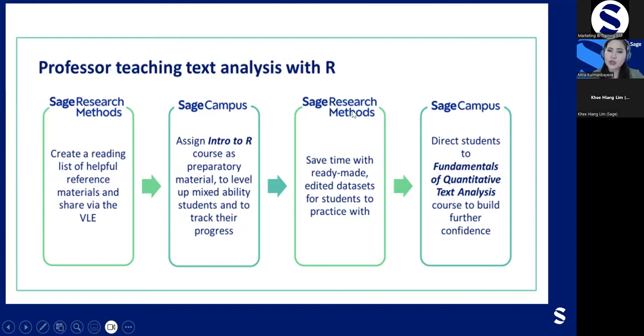students. Then there is also Sage Research Methods, which can help you to save time with ready-made edited data sets for students to practice with. And then you can go to Sage Campus again to direct students to the Fundamentals of Quantitative Text Analysis course to build further confidence. So this is how you actually can make them learn about text analysis with R.